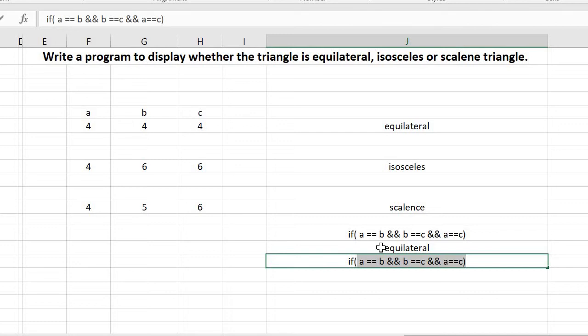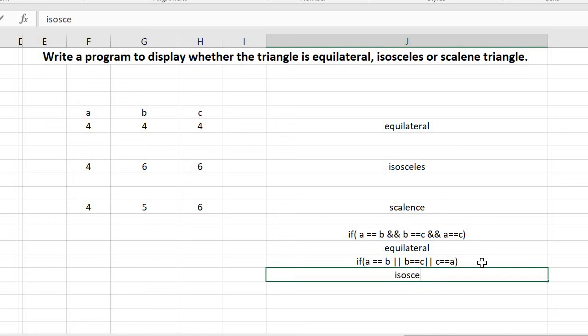Similarly, if A is equal to B, or B is equal to C, or C is equal to A, then it means it is an isosceles triangle. Well, over here, as we have written, we are considering three statements, right? A is equal to B, B is equal to C, and A is equal to C.